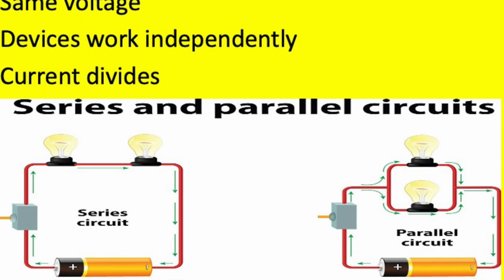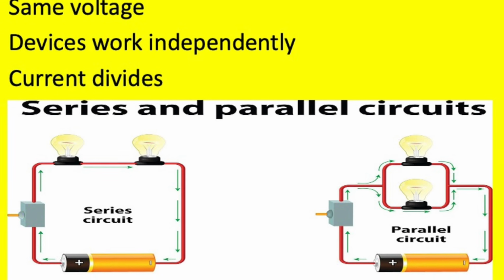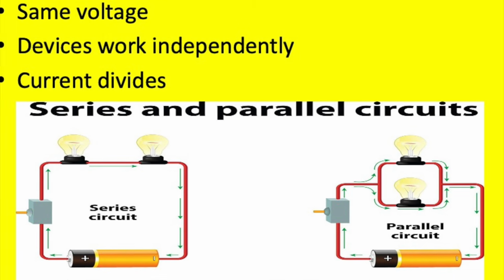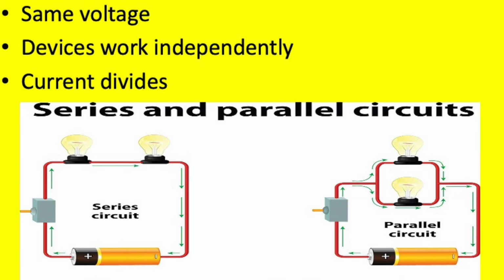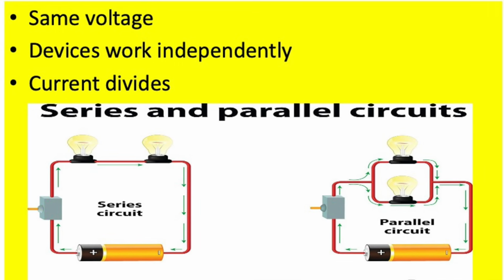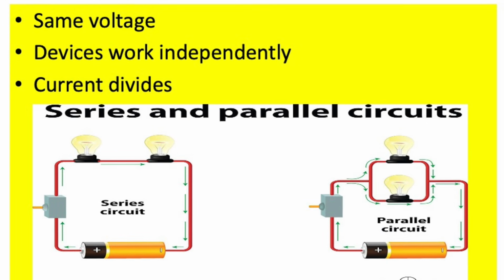Now next topic is about parallel circuit. In a parallel circuit, the voltage remains the same, but current divides. In the given diagram, you can see the series circuit and parallel circuit. In the series circuit, the two bulbs are attached in the same line, but in the parallel, they are attached independently.